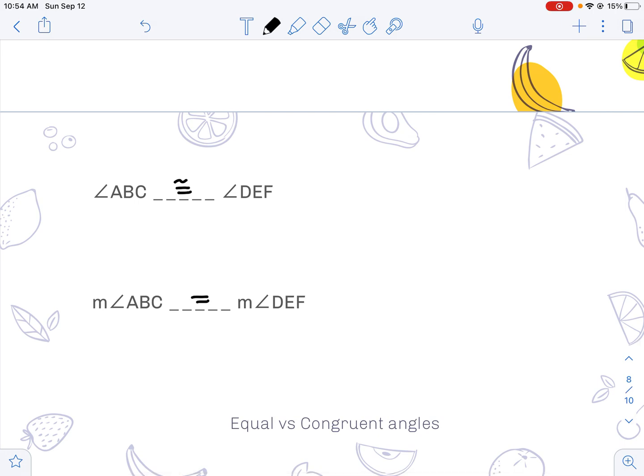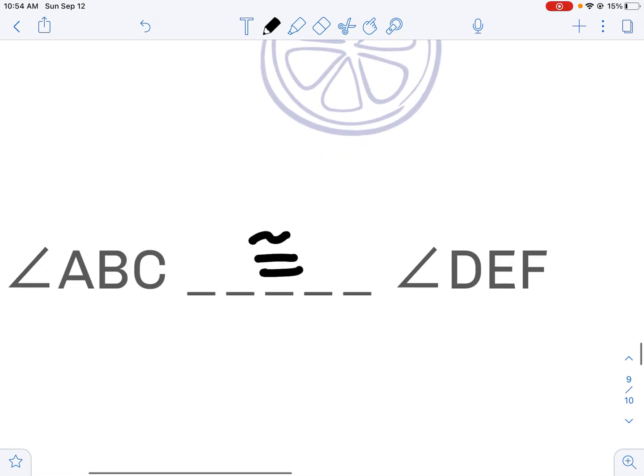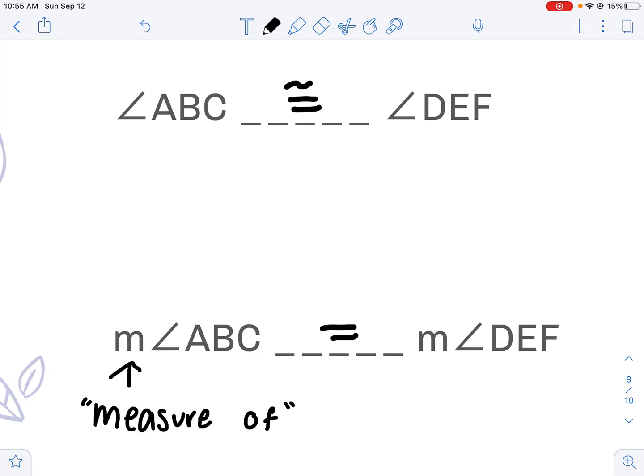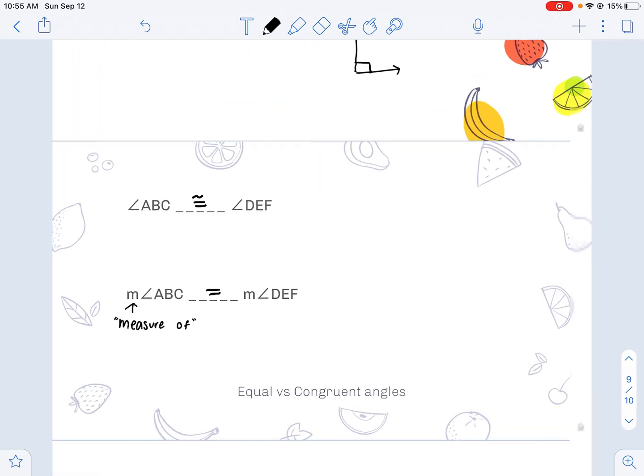I'm going to use congruent for the actual angles. So I can say angle ABC is congruent to angle DEF, but if I'm talking about their measures, I add a little m out in front, and I read this as the measure of angle ABC. That would equal the measure of angle DEF because the angles themselves are congruent. So I'm still only using equal with numbers, values, magnitudes, and congruent with objects.